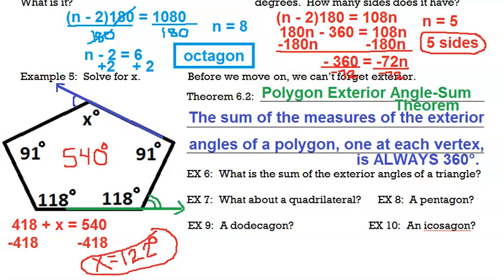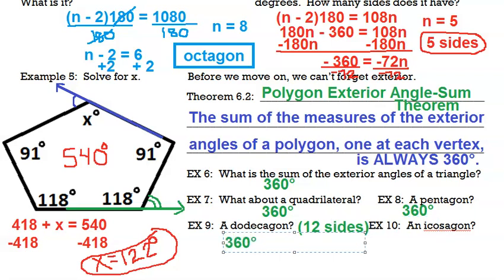It is a guarantee. So when you look at example number 6, what is the sum of the exterior angles of a triangle? Well, it's going to be 360 degrees. All right, what about a quadrilateral? That would be a four-sided figure. Well, it didn't actually matter. 360 degrees. A pentagon, 360 degrees. I think you know where we're going here. A dodecagon. Now, you might not even know what a dodecagon is. It's got 12 sides. But it didn't actually matter for the sake of what we are doing here because it's 360 degrees again.